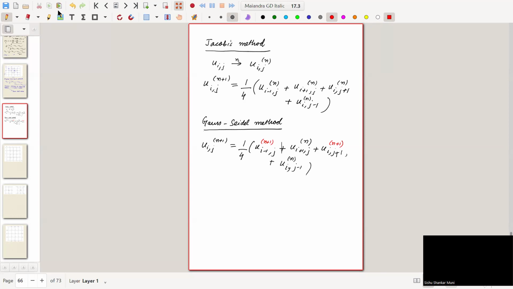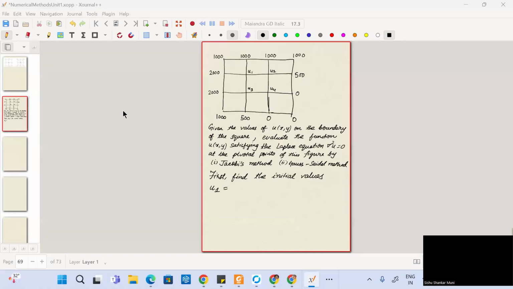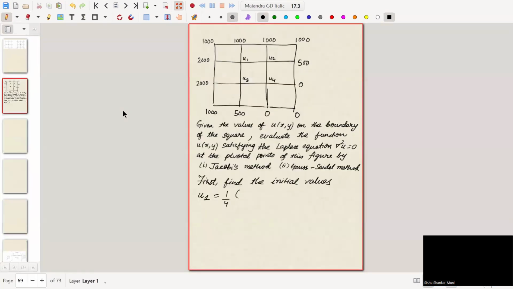Let's solve a problem by hand using both the Jacobi and the Gauss Seidel method. So you have to find U1. What does the diagonal formula say to us? It is 1 by 4. Can you see the diagonal values: 1000 plus 1000 again plus 2000 is there. Okay.